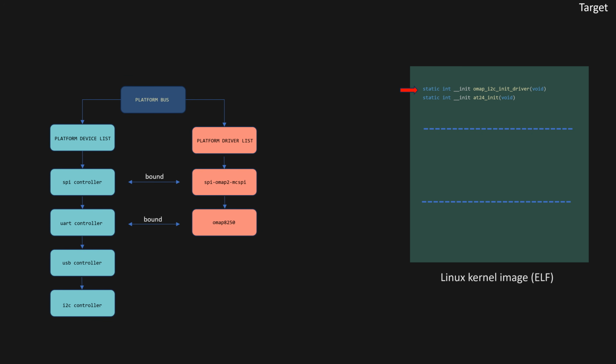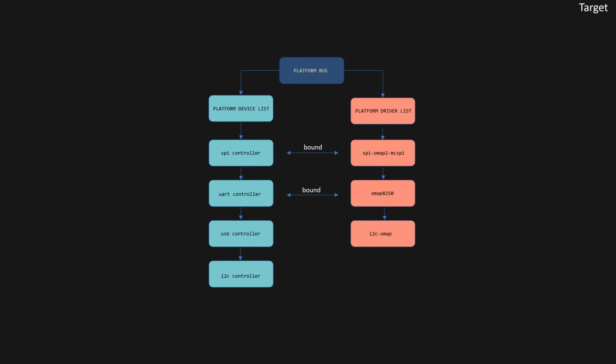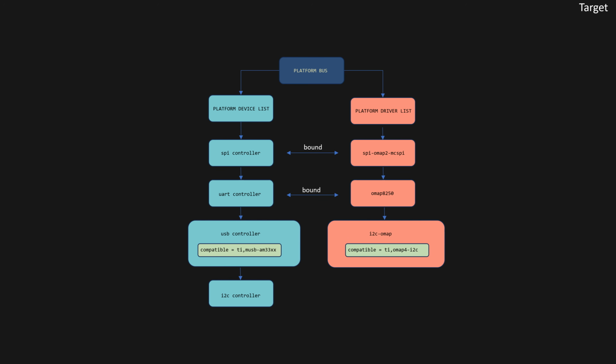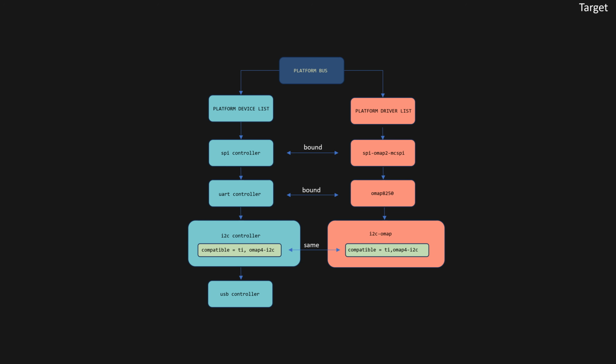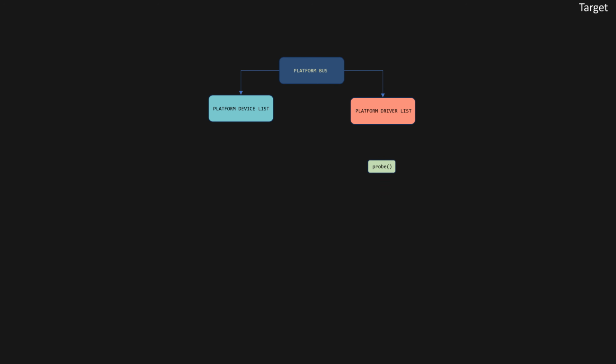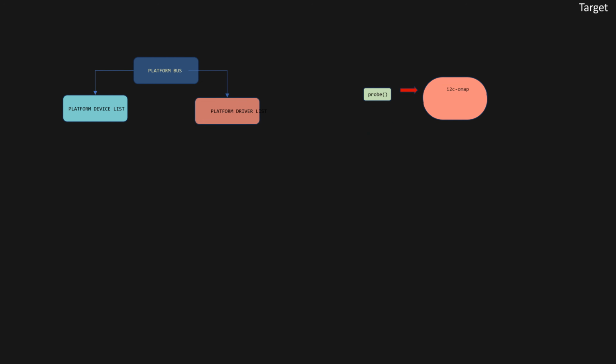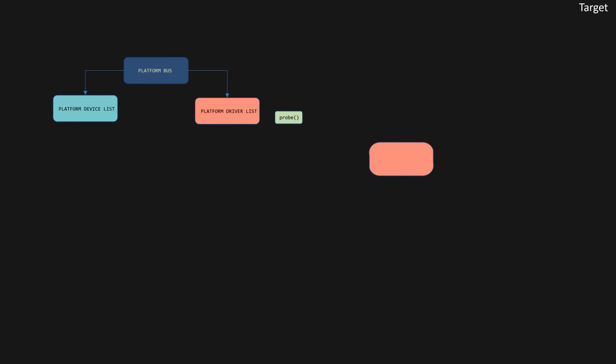Once the init function is called, the I2C controller driver is registered in the platform bus driver list. At that point, the platform bus checks whether this driver can be bound to any existing device. To do that, it compares the strings found in the compatible fields of the driver and the device. If they match, the driver is bound to the device. Once the match is made, the driver's probe function is called. This is where the driver maps its registers, sets up interrupts, enables clocks, and performs all hardware initialization.